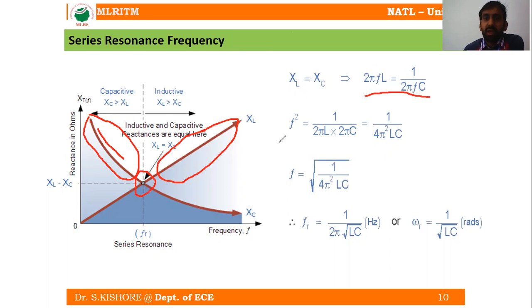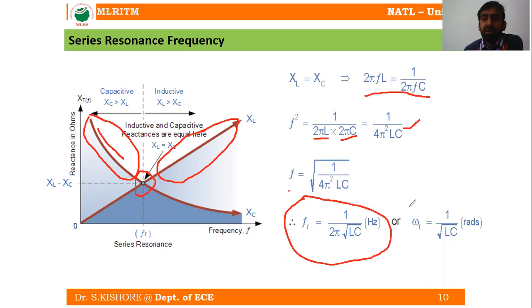cross multiplying these two, you have f into f, which is f square, equal to 1 divided by 2 pi L times 2 pi C, which is equal to 4 pi square LC. So f is going to be equal to root over 1 by 4 pi square LC. From this we can simplify it as 1 by 2 pi root over LC.